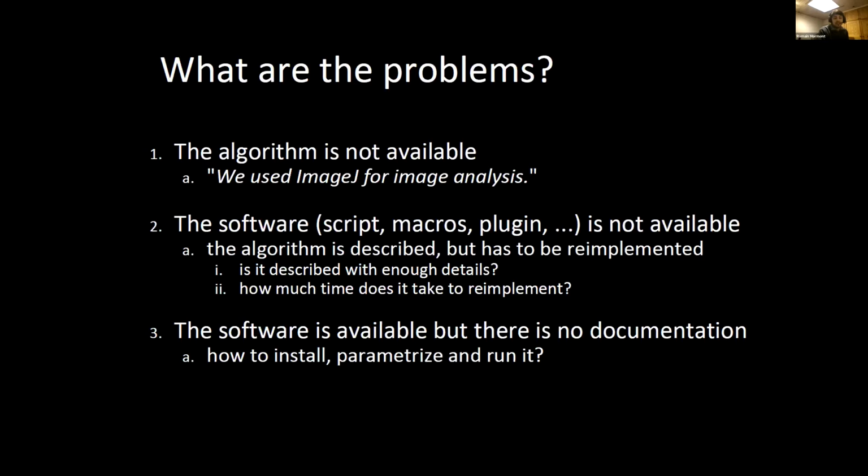When the algorithm is detailed in the paper, sometimes the software is not available. When I say software, it can be either an executable software or even parts of the software. Maybe you need the specific plugin, you need the specific file to execute the plugin, which is not provided or is hard to find. And even when you have all those parts of the software or the software itself, sometimes you don't have enough documentation to run it. So how do you install the software? What parameters should you use for your problem? How can you run the software?